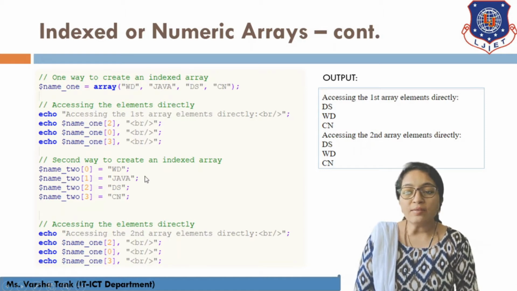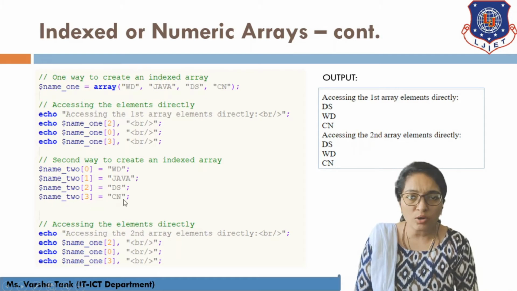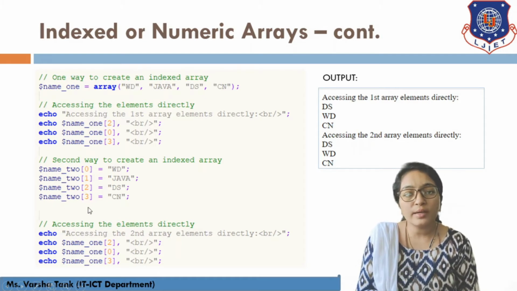Now the second way to create an indexed array. You can create it this way also. At a particular index, you can assign the value directly. So here $name1[0] is equal to WD, and after that $name1[3] is equal to Java, you can also write directly. Then again you can write $name1[1] is equal to DS and $name1[2] is equal to CN. Like this way also you can create it, or you can create it sequentially.